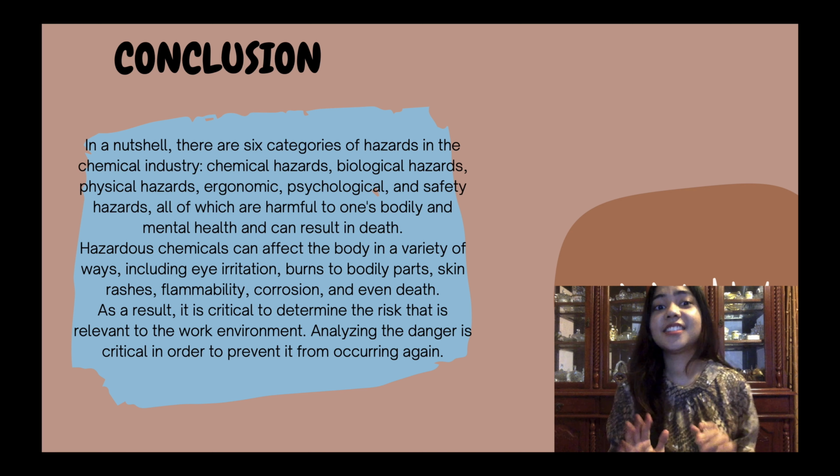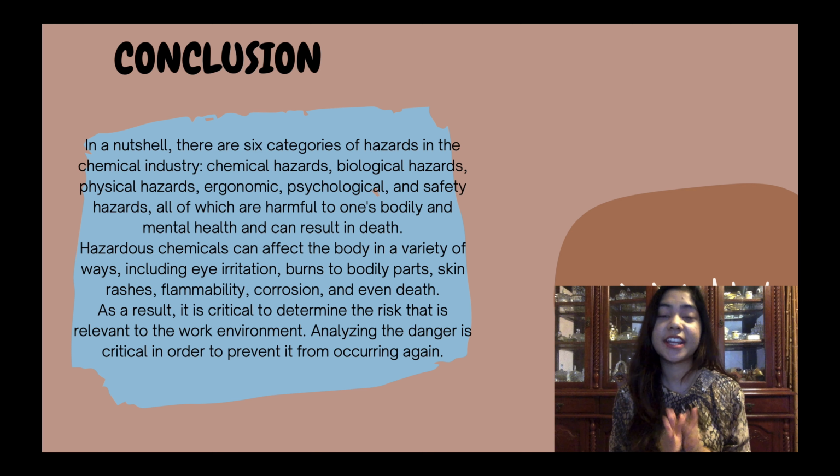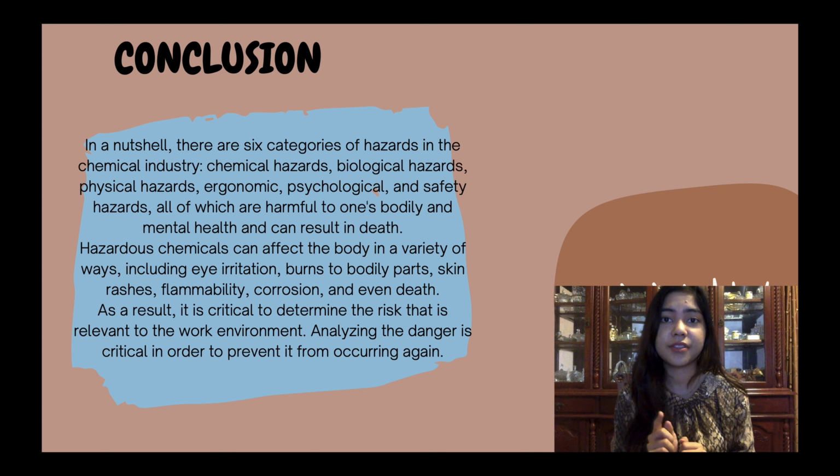In a nutshell, there are 6 categories of hazards in the chemical industry: chemical hazards, biological hazards, physical hazards, ergonomic, psychological, and safety hazards, all of which are harmful to one's body and mental health and can result in death. Next, hazardous chemicals can affect the body in a variety of ways, including eye irritation, burns to bodily parts, skin rashes, flammability, corrosion, and even death. As a result, it is critical to determine the risk that is relevant to the work environment. Analyzing the danger is critical in order to prevent it from occurring again.